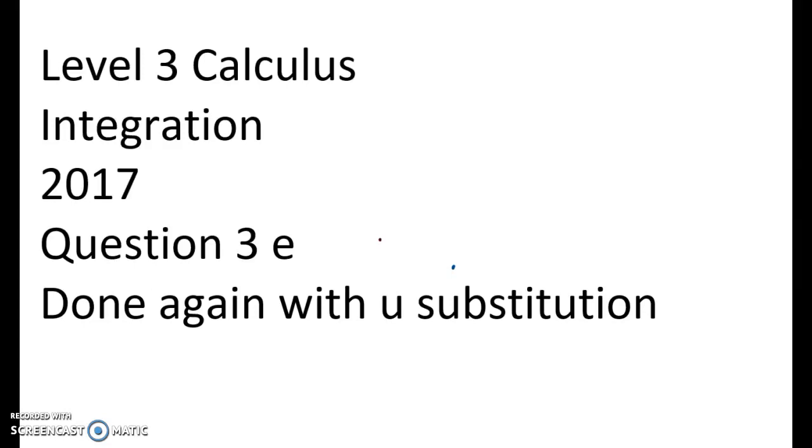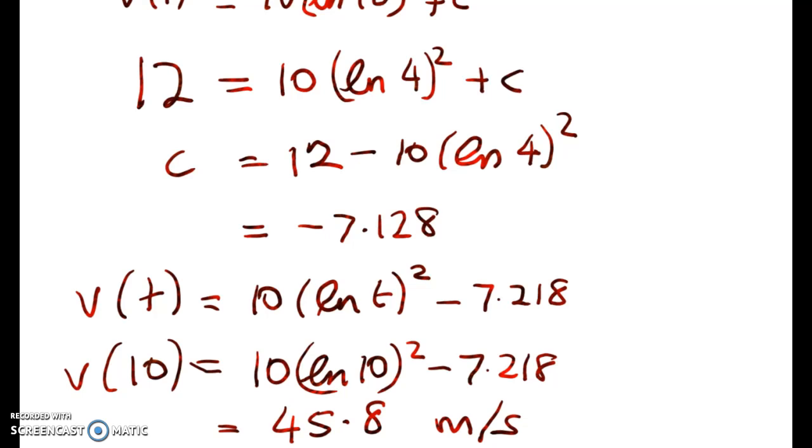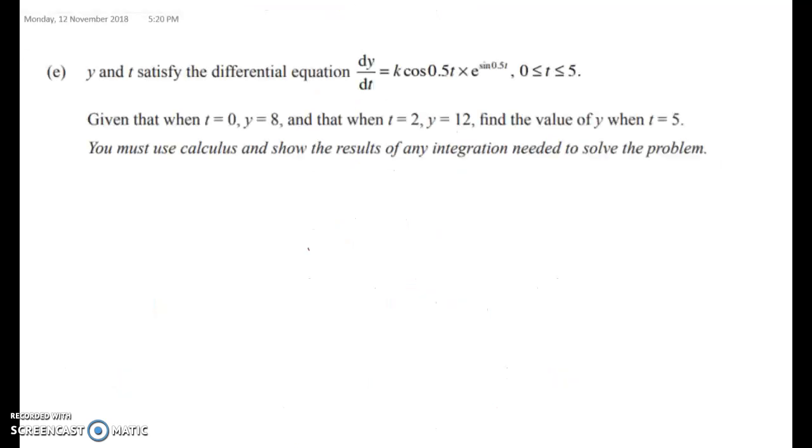I'm just redoing the last part of question 3e from last year's paper with U substitution, just in case any of you found it pretty hard to follow, done by inspection. This is the question here. So we've got y and t satisfying this differential equation. It doesn't hurt to do a little bit of substitution practice just before the exam anyway.